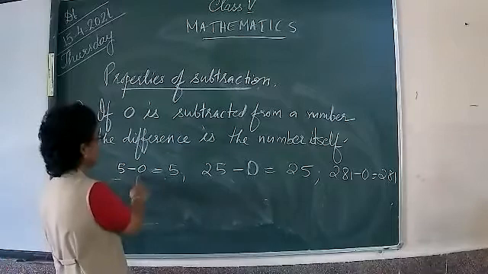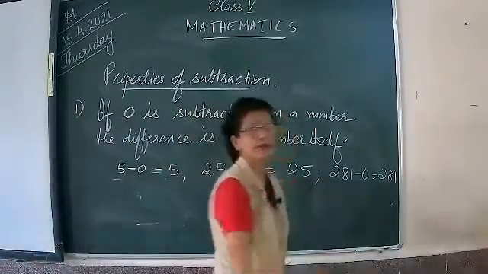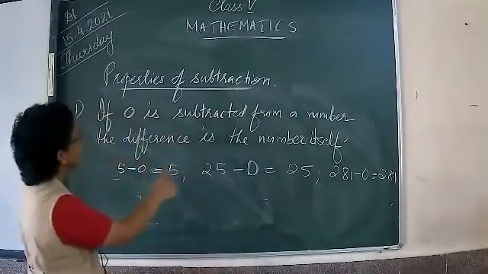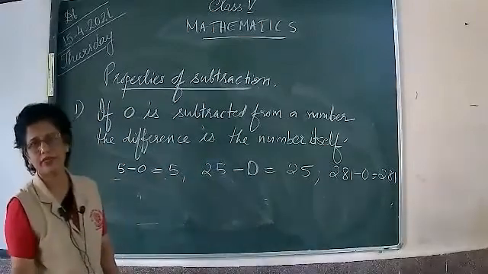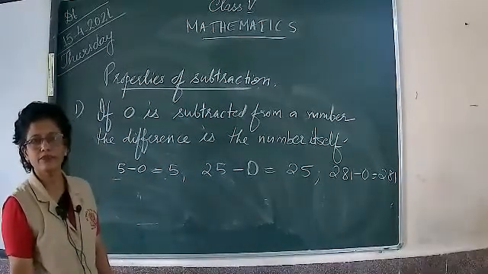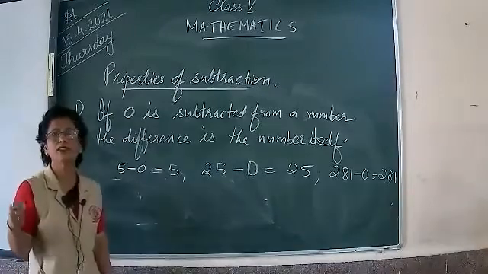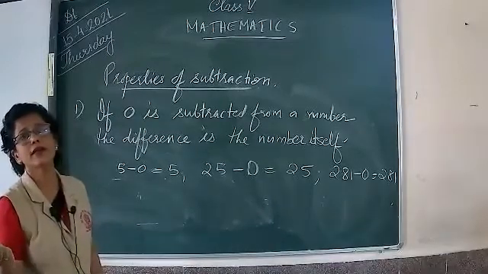Same way here, 5 minus 0 is 5, 25 minus 0 is 25, 281 minus 0 is 281. Why? Because if 0 is subtracted from a number, the difference is the number itself. Understood, children? Yes or no? So using this property, some fill in the blanks questions you will get. So easily you can answer there if you know the property.